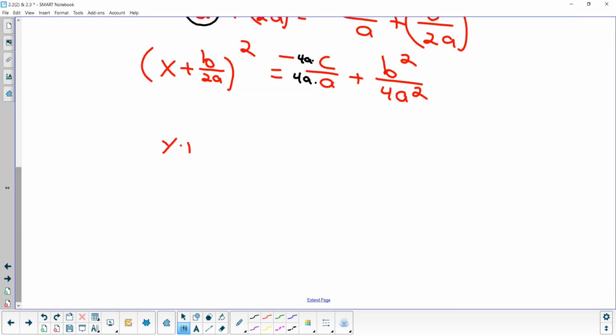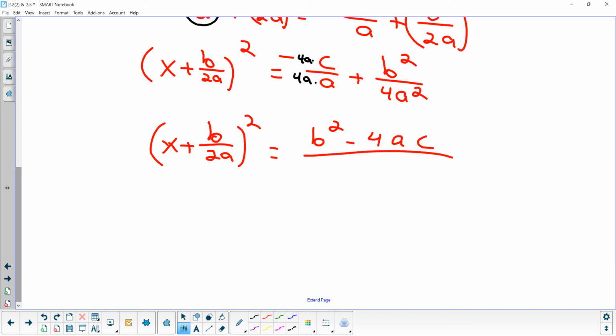So this side, I'm just going to copy it over again. This side, I'm going to write as b squared, I'm going to put the b squared first, minus 4ac, all over the common denominator. It's not 2a, it's 4a squared, but that's okay. We're going to see what happens in a second.